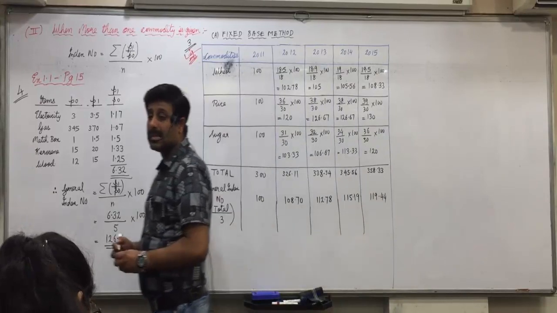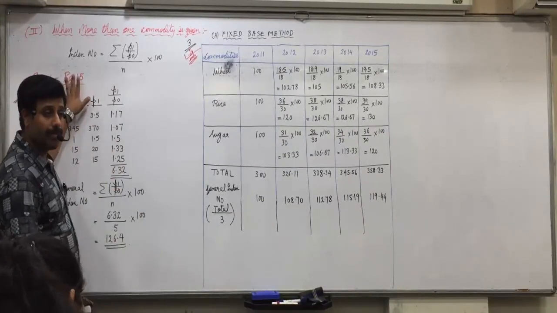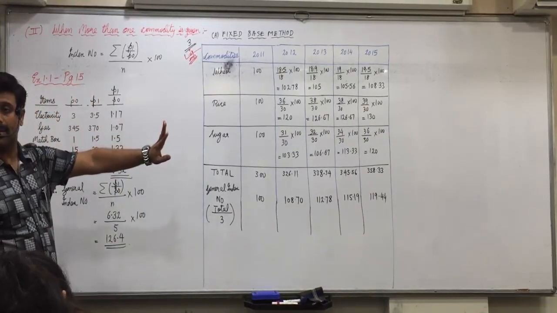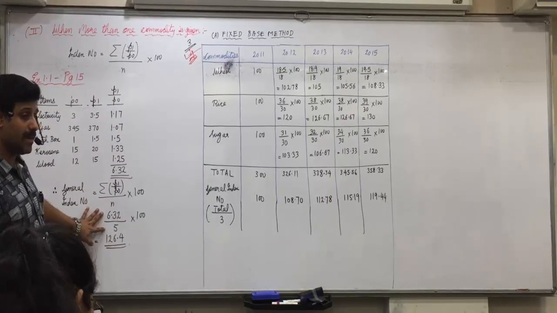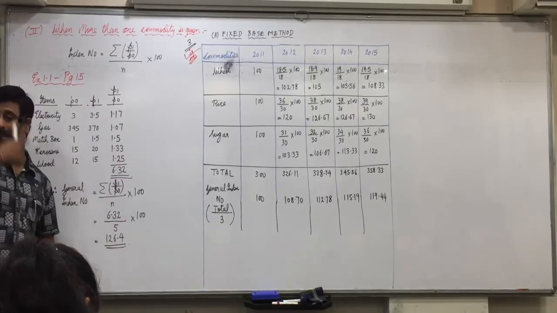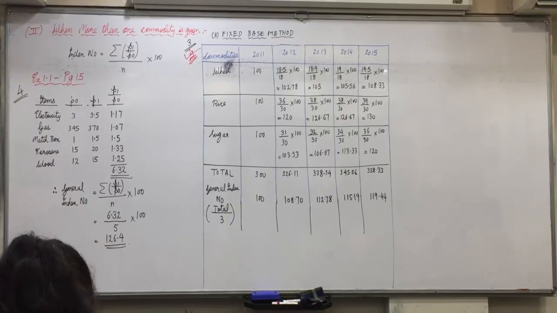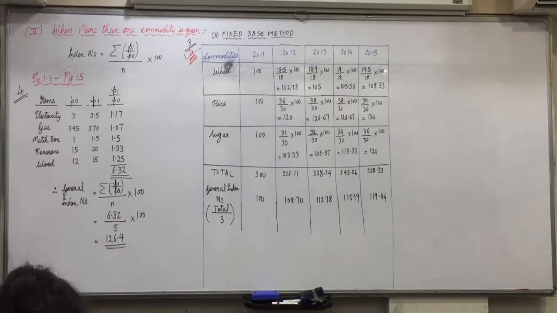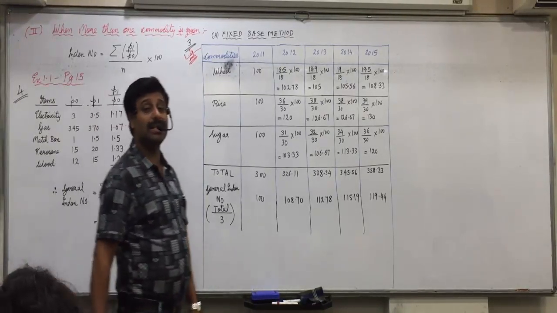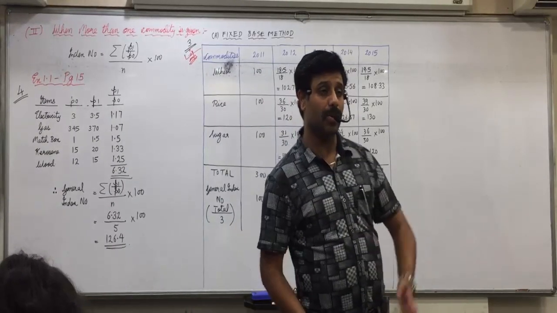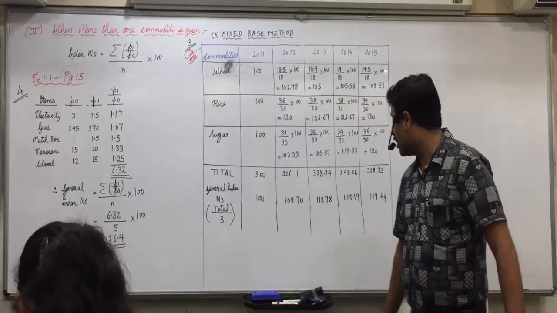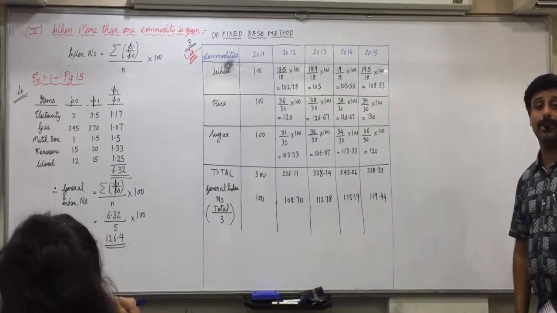So did you understand this? Same thing we are doing. In the table we have done the multiplication by 100, and lastly we have just divided by the number of commodities. But we have to do in this manner because more years are given. Same question I'll discuss by chain based method, then you'll do it on your own. Complete this fast, those who are still doing it.